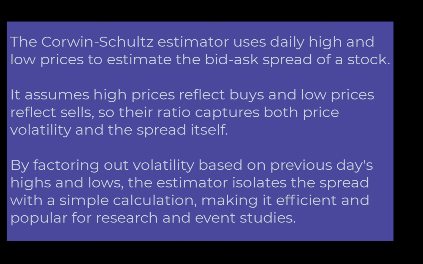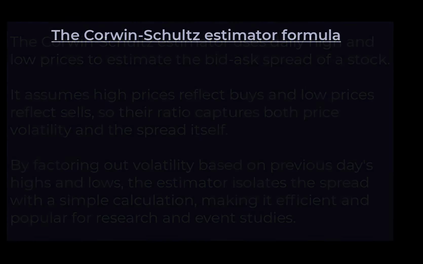The Corwin-Schultz Estimator uses daily high and low prices to estimate the bid-ask spread of a stock. It assumes high prices reflect buys and low prices reflect sells, so the ratio captures both price volatility and the spread itself. By factoring out volatility based on previous days' highs and lows, the estimator isolates the spread with a simple calculation, making it efficient and popular for research and event studies.